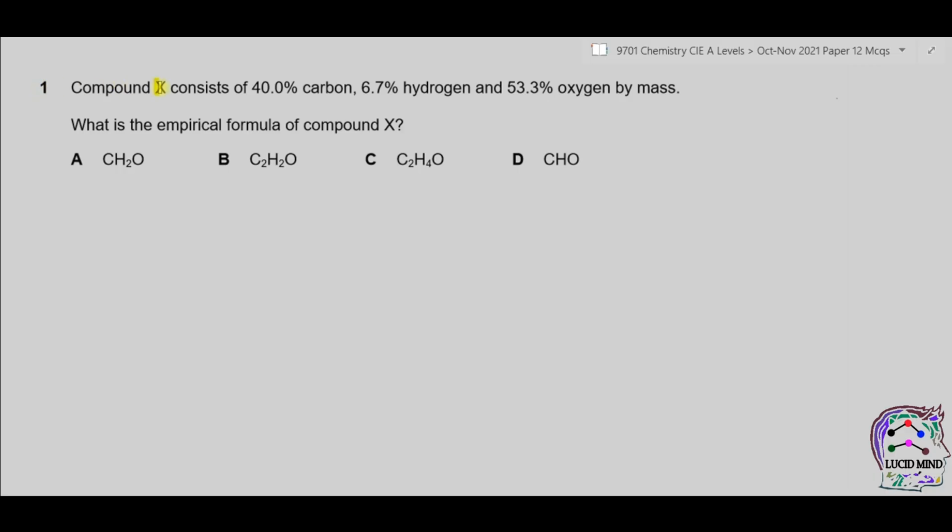Question number 1. Compound X consists of 40% carbon, 6.7% hydrogen and 53.3% oxygen by mass. What is the empirical formula of compound X?